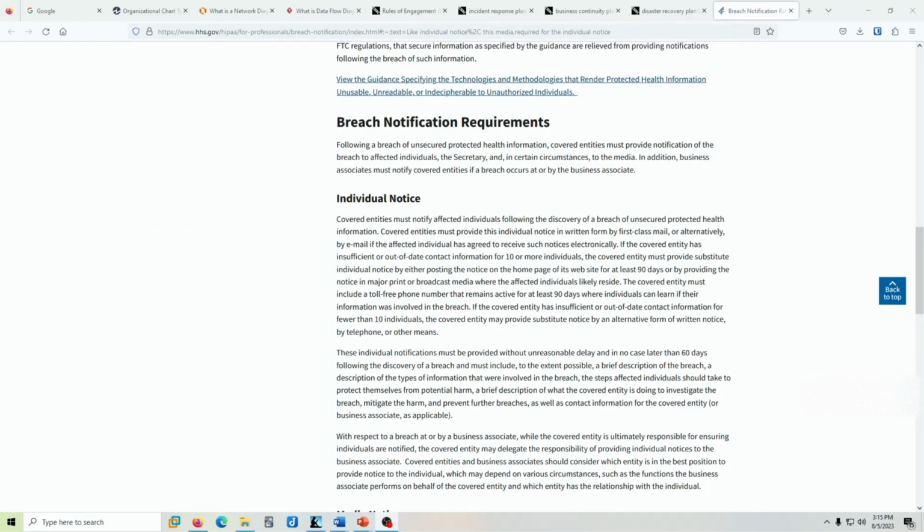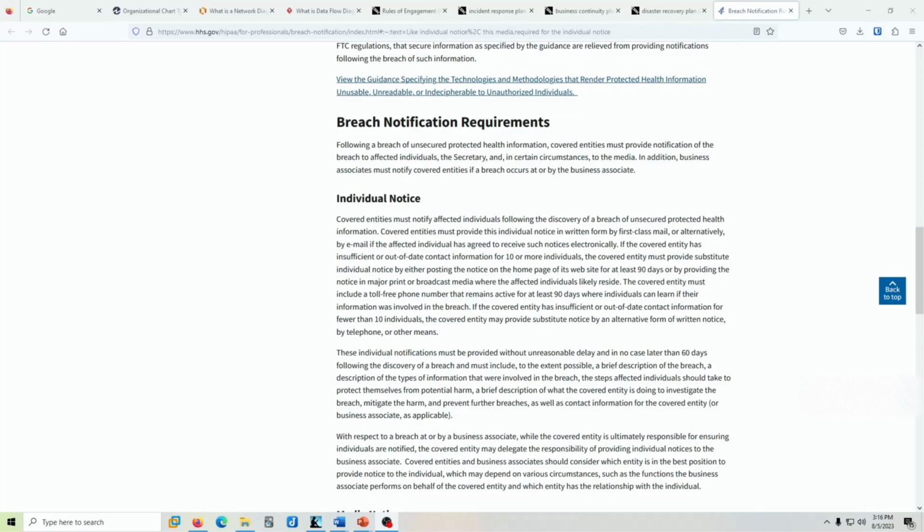And the next item on the list was required notification guidance. So this is coming from the Department of Health. So breach notification requirements. This is like from HIPAA. Following a breach of unsecured protected health information, covered entities must provide notification of the breach to affected individuals, the secretary, and in certain circumstances to the media. In addition, business associates must notify covered entities if a breach occurs at or by the business associate.